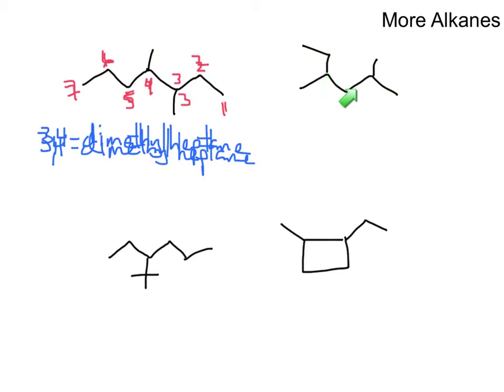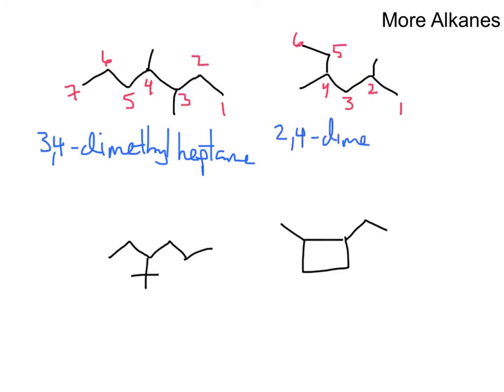So here's my longest chain. Now the question becomes, how do I number this? Well, if I start here, I would have my first branch on the 3 carbon. If I go this way, I'd have my first branch on the 2 carbon. So again, this guy's going to get numbered right to left, like so. All right, and again, I have 2 methyl groups, and so my name here is going to be 2,4-dimethyl, and what do I get? 6 carbons, so that's going to be hexane. 2,4-dimethylhexane.